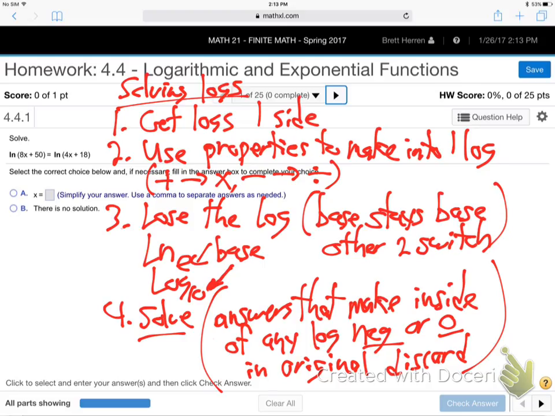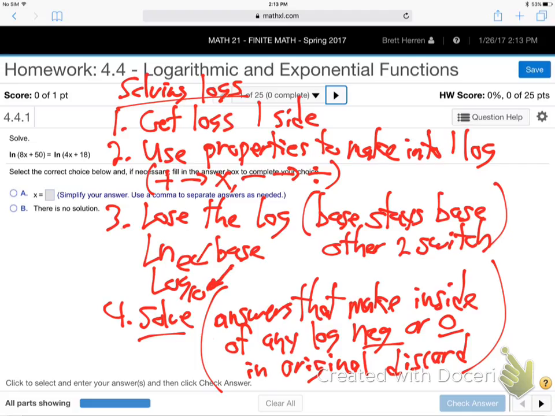So get the logs on one side. Step 1, get the logs on one side. Step 2, use the properties. Adding becomes multiplying, subtraction becomes dividing, to make it into one log. So get them on one side and make them one log. Then lose that log. Base is the base, and the two switch. And remember the bases. Natural log has a base of e, regular log has a base of 10. Solve it. And by the way, throw out the answers that make the inside negative or 0. That's rare. Okay, so let's do that on this question.